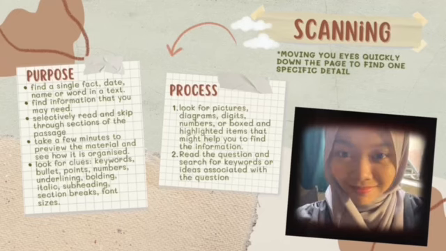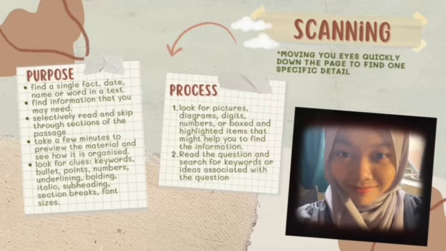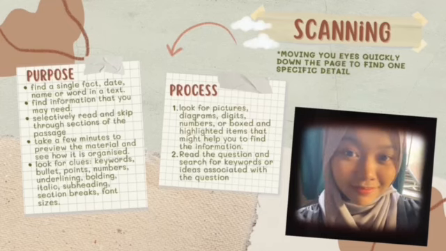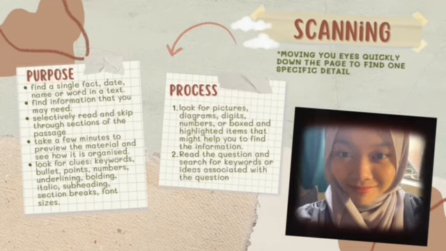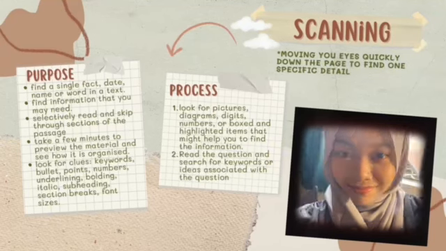Next, under process. Scanning involves two key steps. The first step is looking for visual clues such as pictures, diagrams, numbers, or highlighted words that can guide us to the relevant information. The second step is reading the question first and searching for keywords or related ideas in the text.